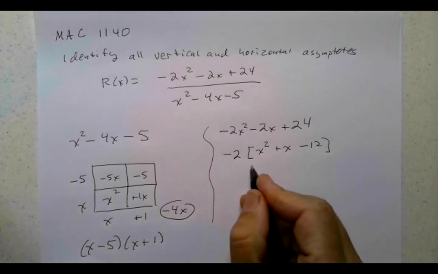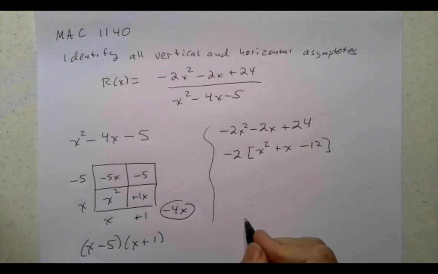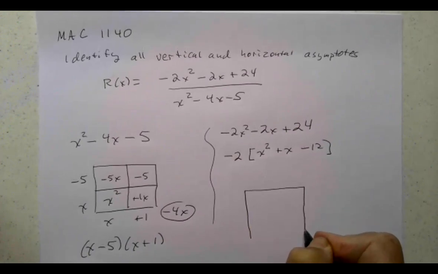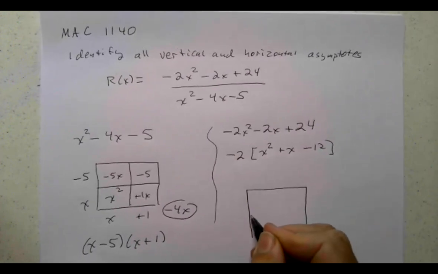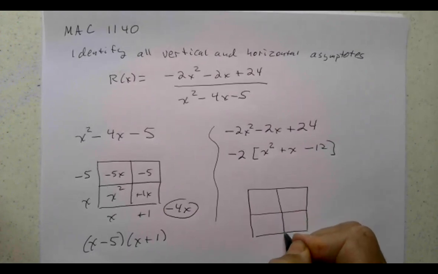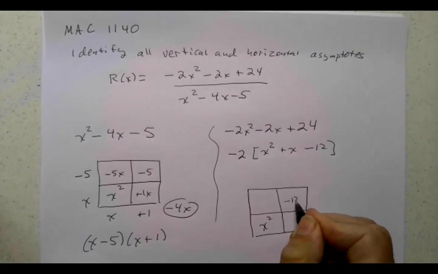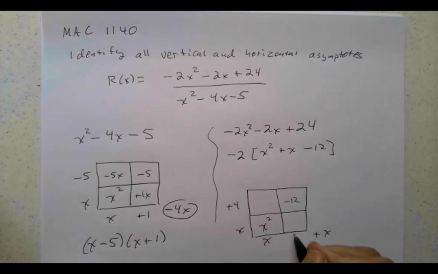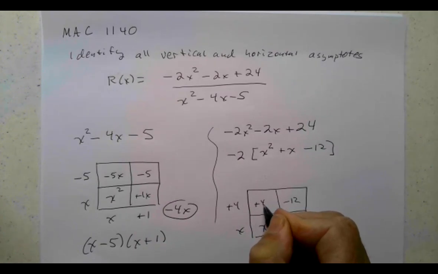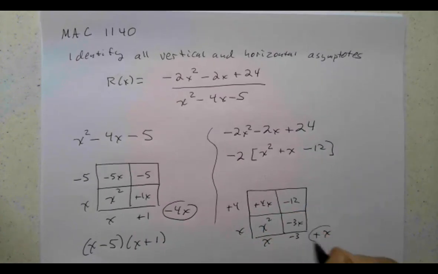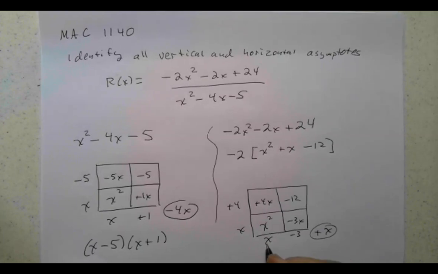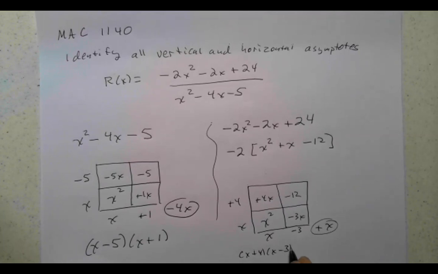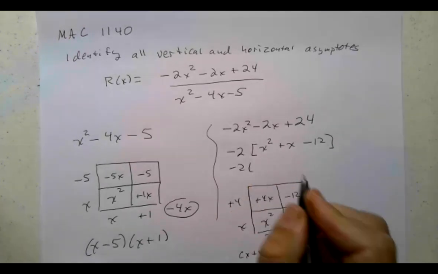Then I need to factor this. So what is that going to be? Again, using my factor box, I have x squared here, minus 12, plus x. x times x, plus 4 times minus 3. I get plus 4x and minus 3x is plus x. So x plus 4 times x minus 3 is what this becomes. But don't forget the minus 2. So we have negative 2 times x plus 4 times x minus 3.